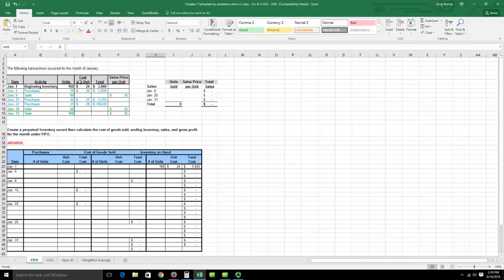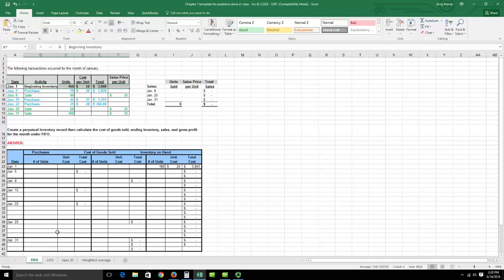And so you'll see here our example is for January. We have beginning inventory, and that was left over from last month. So I have 160 units that cost me $24 a piece. And so when I do that math, 160 times 24, that gives me $3,840 total. That's what I'm starting January with. And so I went down here and I filled this in to my inventory on hand.